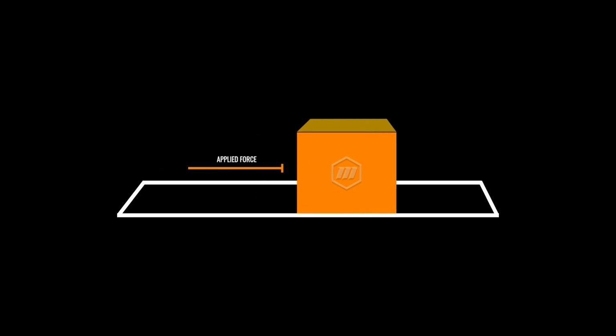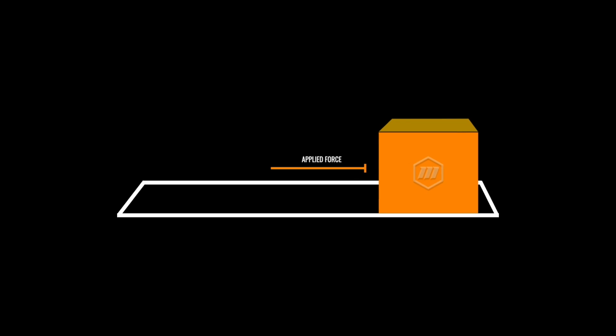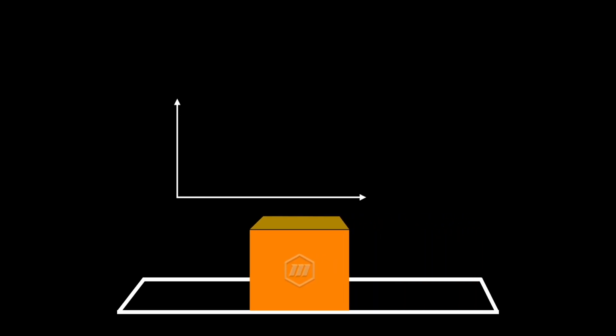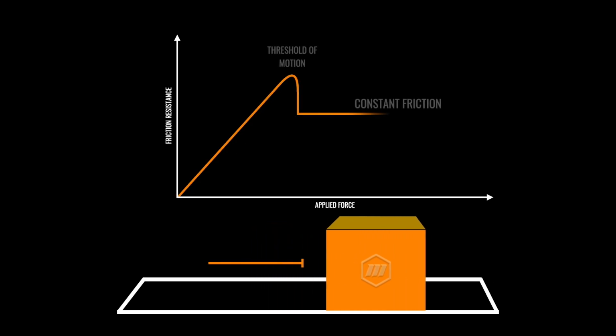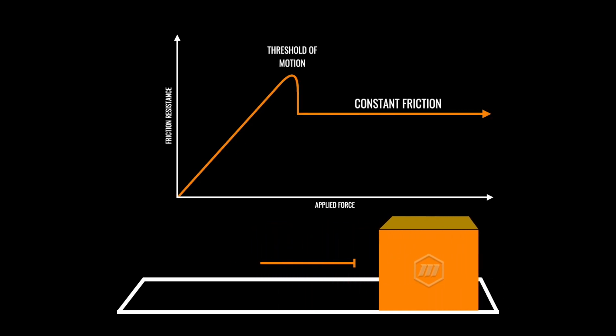If we have our block here, which we have our forces pushing down on it, which is gravity, and then as we try to move it with a tangential force, we have what would be our coefficient of friction as our block moves. However, there is a point where we need to overcome the threshold of movement, and once we do that, then we can have our constant friction. And sometimes that threshold of motion is actually higher than our frictional forces.